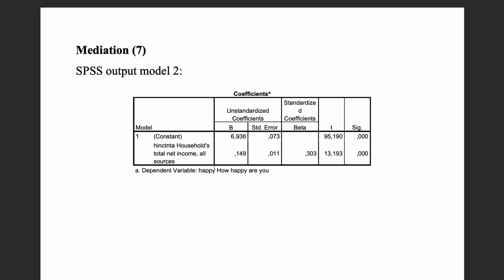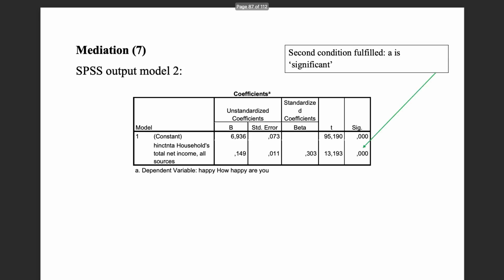Notice now I switched dependent variables to happy, the variable measuring happiness, and I still use income as the independent variable to see what the effect of income on happiness is. And I find a regression coefficient of 0.149, and again a really small p-value, smaller than 0.001. So again, here I could reject the null hypothesis of no income effect in favor of the alternative hypothesis that there is some positive effect of income on happiness. So the second condition is also fulfilled. Our A path in the mediation model is statistically significant.